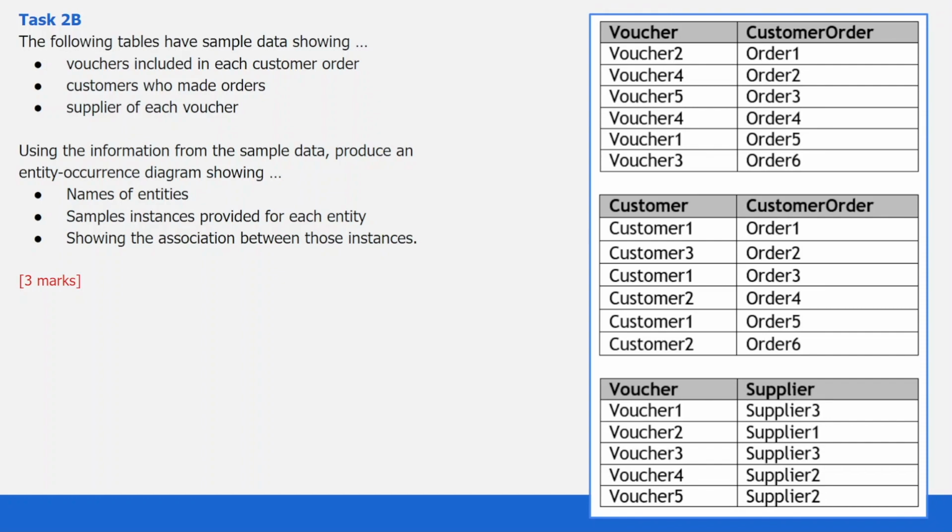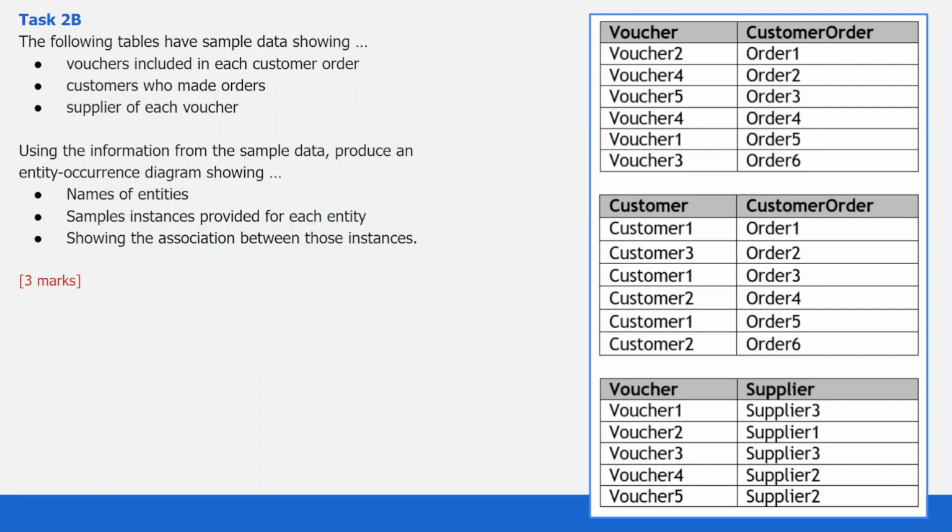The following tables have sample data showing the vouchers included in each customer order, the customers who have made orders, and the supplier of each voucher. Use the information from the sample data to produce an entity occurrence diagram showing the name of the entities, the sample instances provided in each entity, and the association between those instances.